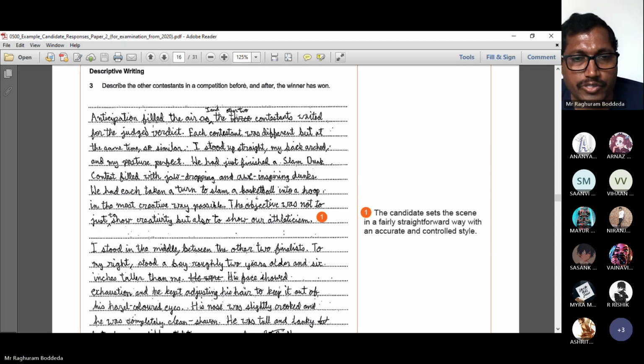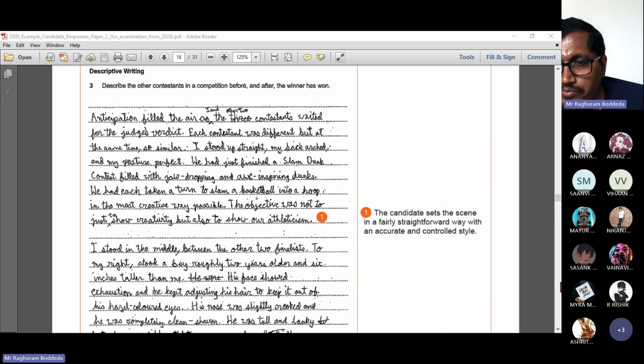So now I will call another person to read. This is a different exercise, a different student sample. Rishik, could you please read this first paragraph of the second exercise?